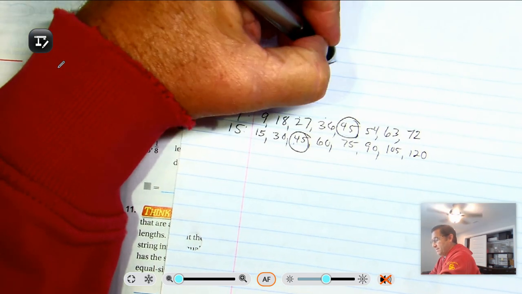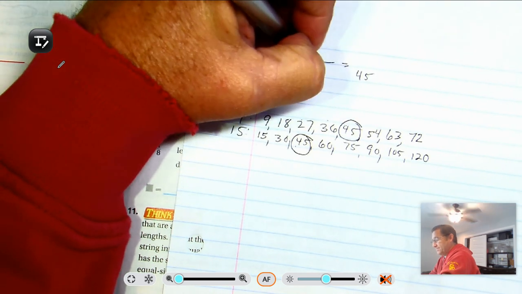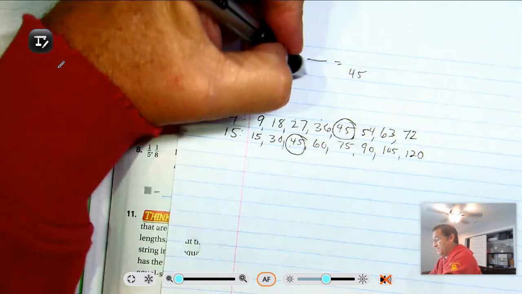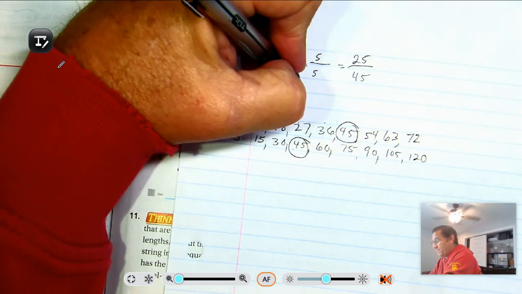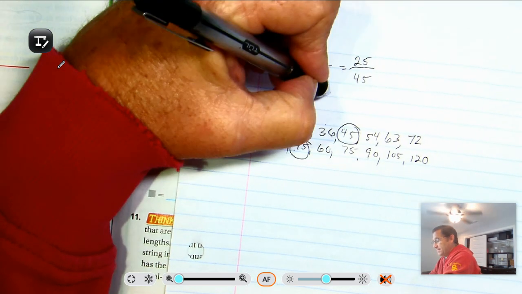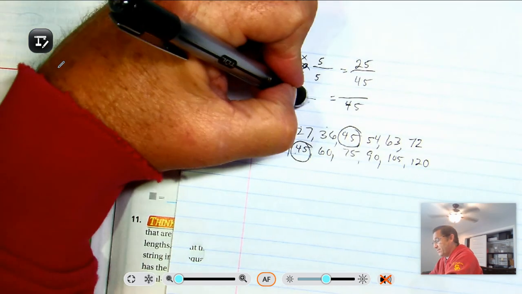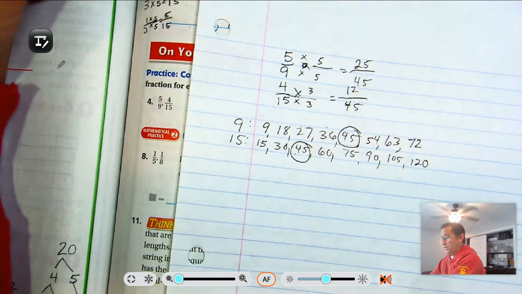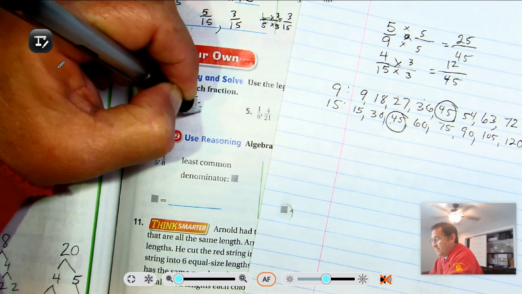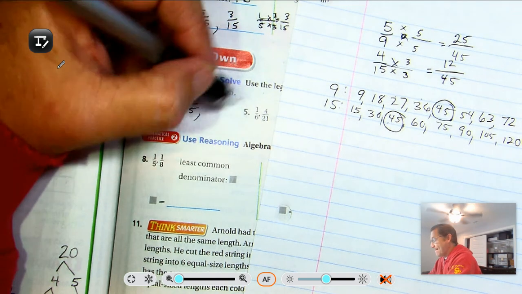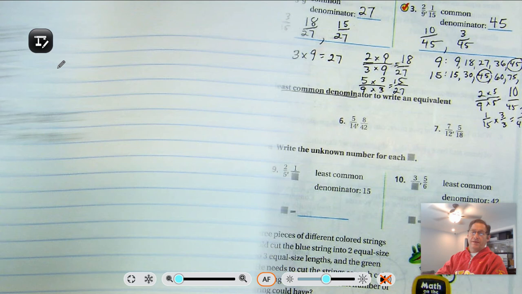So 5/9 times what would give me 45ths? 9 times 5. And 5 times 5 is 25. And 4/15 times what would give me 45ths? 3. And 4 times 3 is 12. So our equivalent fractions are 25/45ths and 12/45ths.